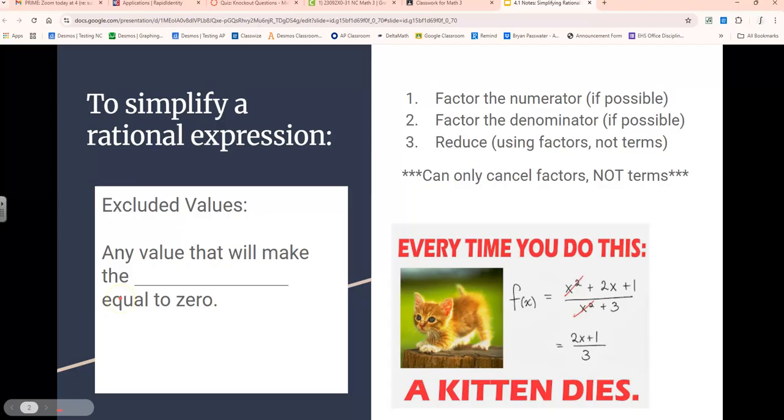There are going to be several things that we have to think about. The first thing that we want to pay attention to are excluded, or sometimes you'll see the word restricted, values. A restricted or an excluded value is any value that will make the denominator, or the bottom of your fraction, equal to 0, because we can't divide by 0.